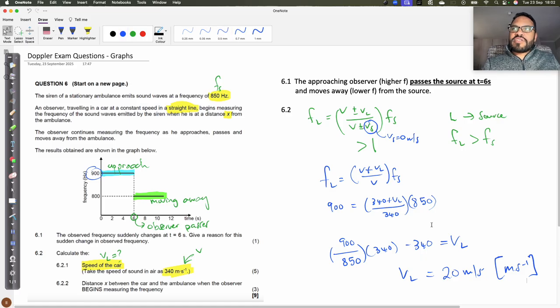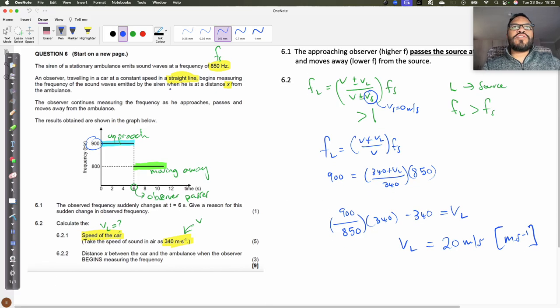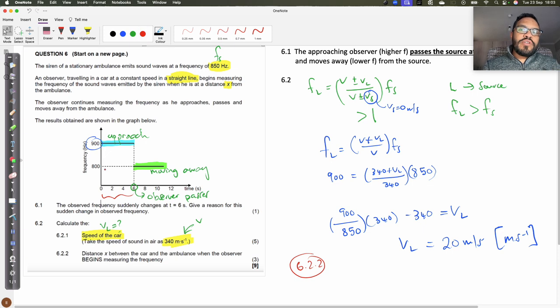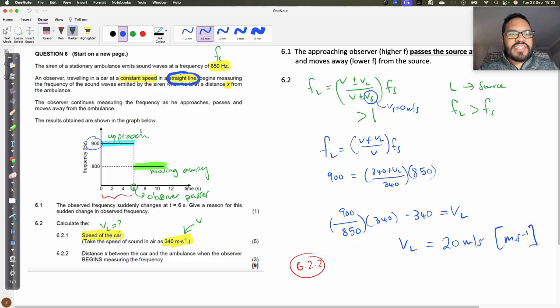So there you have 5 marks, right? Doppler effect, fairly easy. Then question 6.2.2. If we go a little bit further now, 6.2.2 as a question is asking us the distance x between the car and the ambulance when the observer begins measuring the frequency. So in other words, they want to know what distance does this thing travel. Earlier I told you that here they say they're moving at a constant speed, so that part is important. But more importantly, they tell you that they're traveling in a straight line.